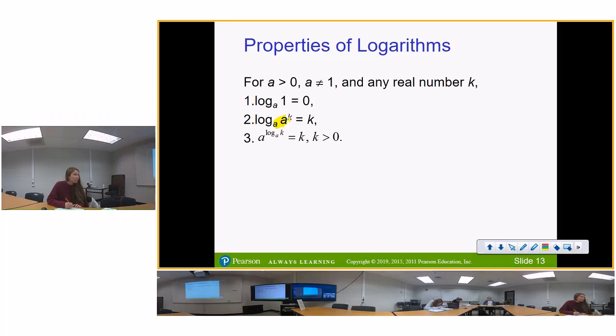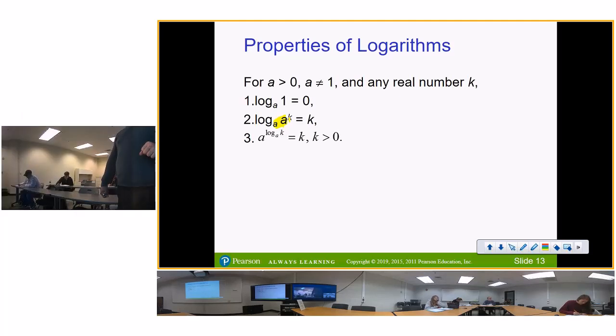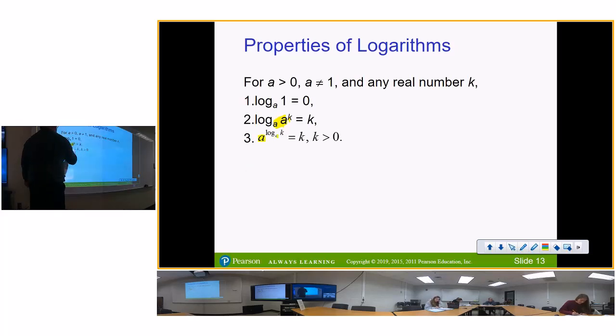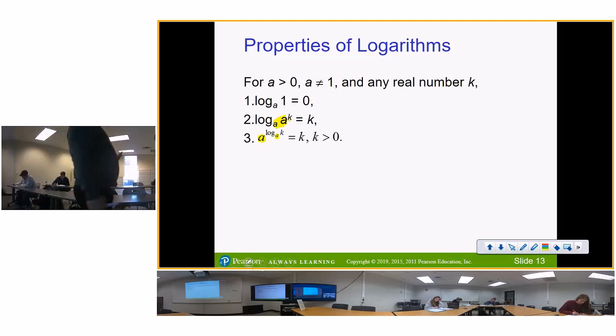And these are just basic laws. And then if these two are equal to each other, if this right here is equal to the base of the log and the exponent, then the answer is k. But k has to be positive. Now those are three basics, but that's not as important as the next one.